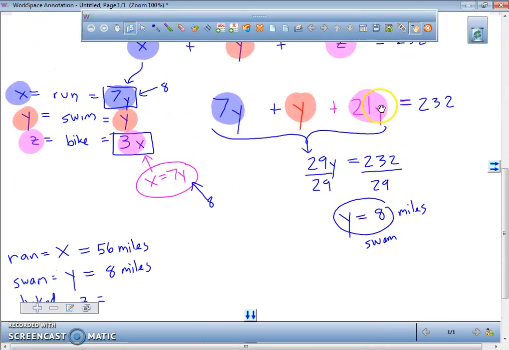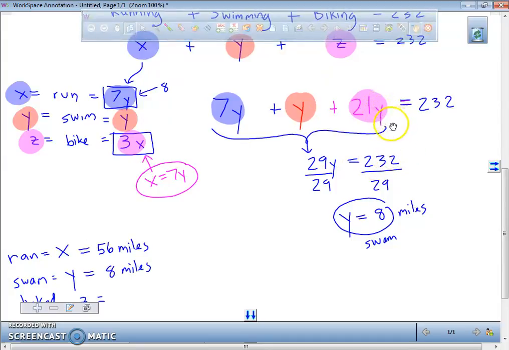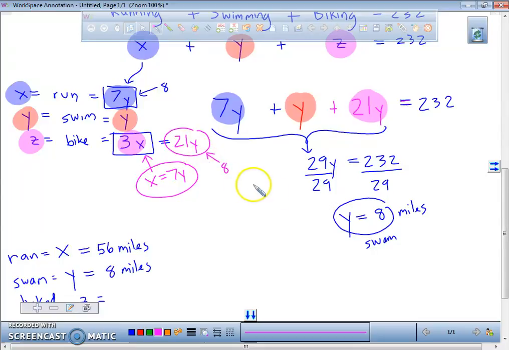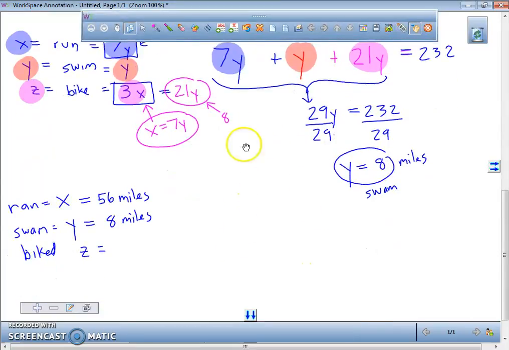We've got to do what? 21Y, right? Okay. You see 21. What is Z equal to? Z is actually equal to 21Y. So what do we have to do? We have to plug in 8 for Y. What's 21 times 8? That's 168 miles that she biked. Good Lord.